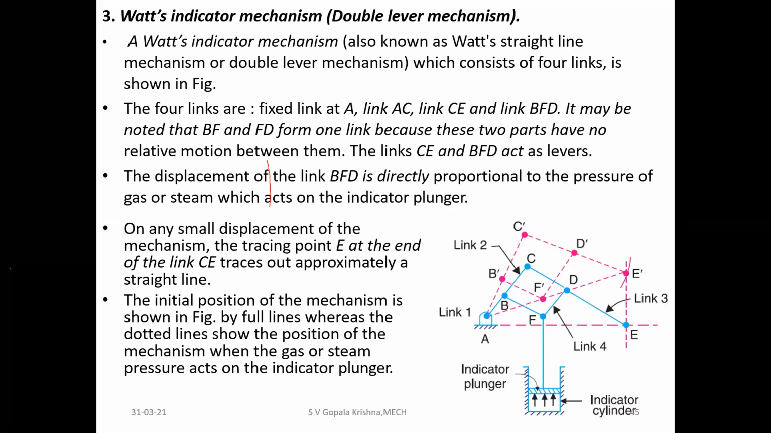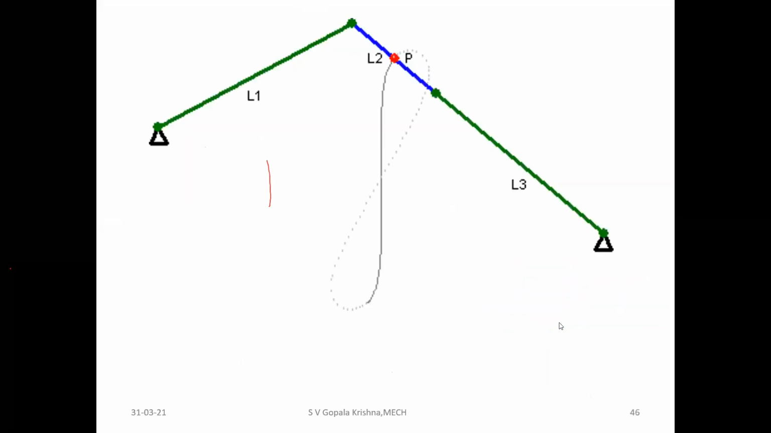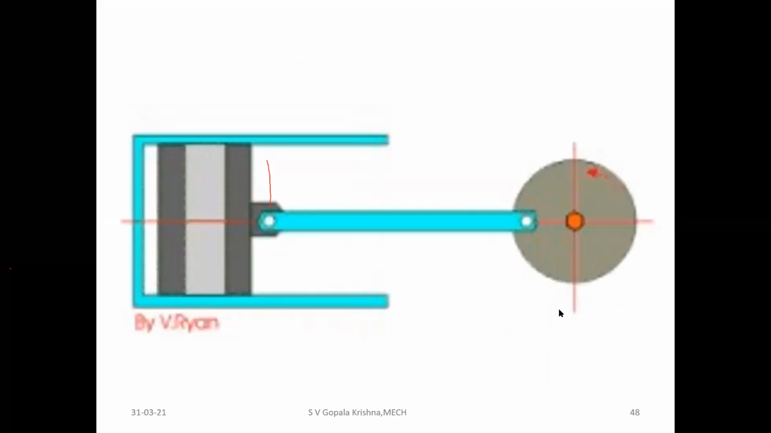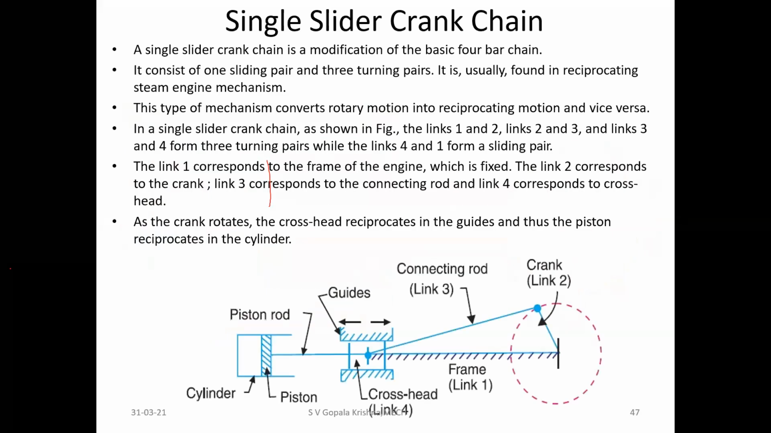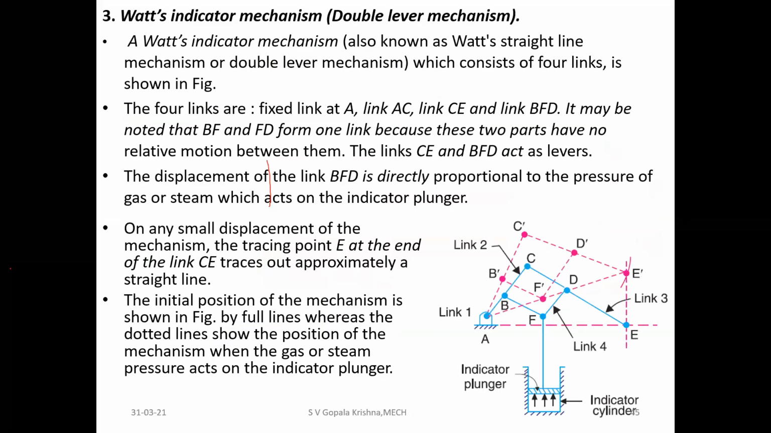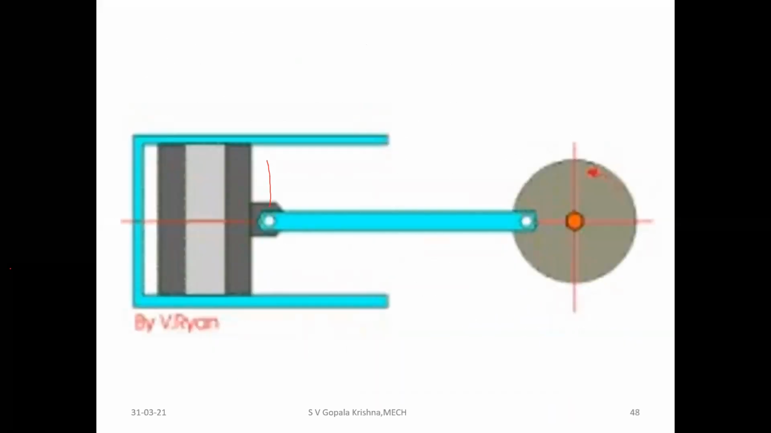When we convert the particular motion, it is also helpful from the application point of view. Just observe that when the gas or steam pressure acts on the indicator plunger, that may also happen in this mechanism. These are the inversions of our 4-bar cyclic chain. The first one is the beam engine, the second one is the double crank mechanism, and the third one is the double lever mechanism or Watt's indicator mechanism.